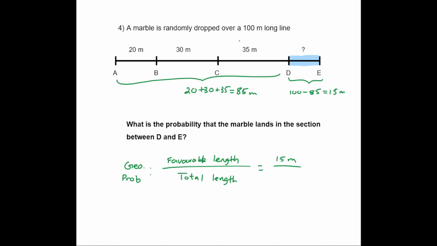And in total, we have a 100-meter long line, so 100 meters. If we take 15 divided by 100, that should give you 0.15. So there's a 0.15 chance that I land in between D and E. So you could box this answer in. If you wanted to give it as a percentage, that's also fine. You just multiply by 100, you get a 15% chance of landing between D and E.